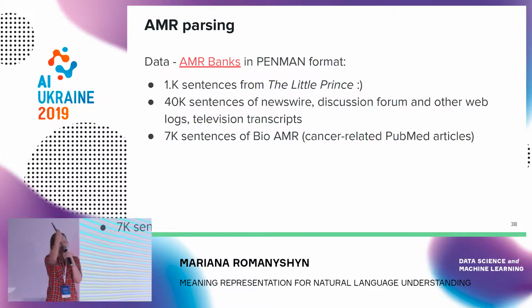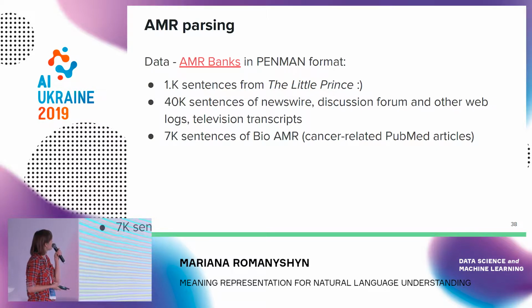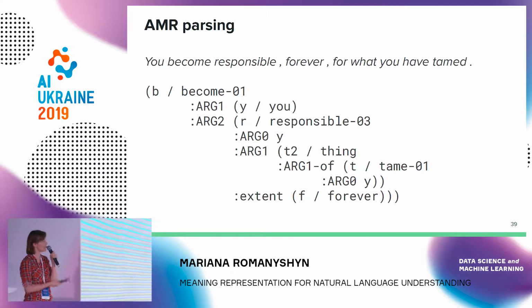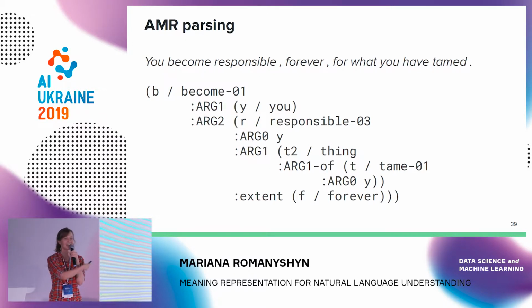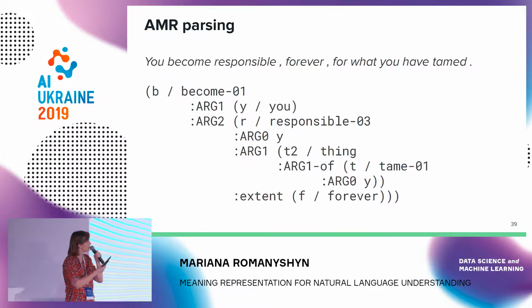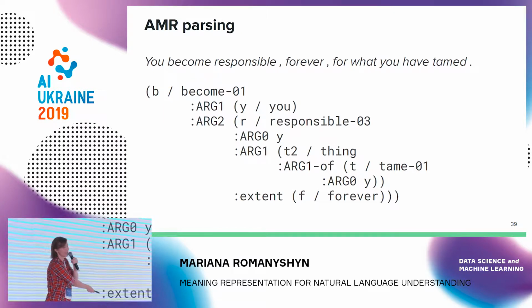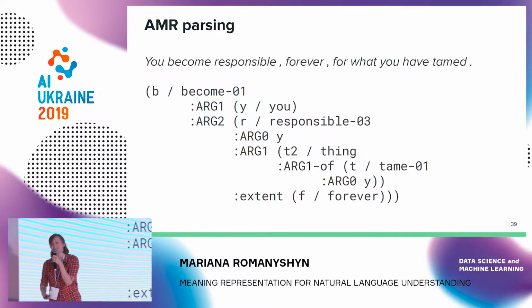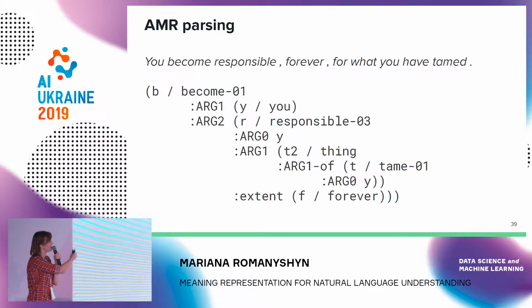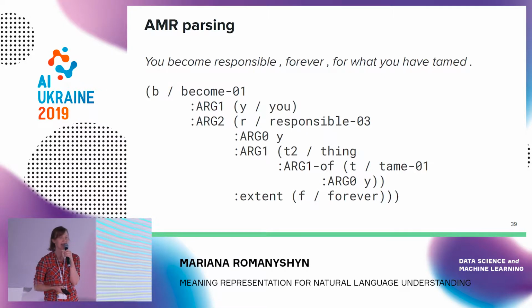AMR is also used for information extraction. This is just for you to get excited. This is a famous sentence from The Little Prince, from this first corpus that was annotated with AMR: You become responsible forever for what you have tamed. There are very nice semantic relations here for the extent of your responsibility. So the extent of your responsibility is forever, right? The concept is of forever. And so on. You can browse the corpus if you are interested in how people represent the story of The Little Prince using AMR.